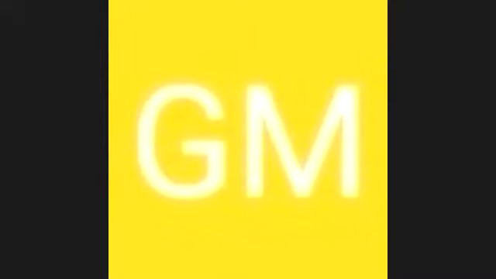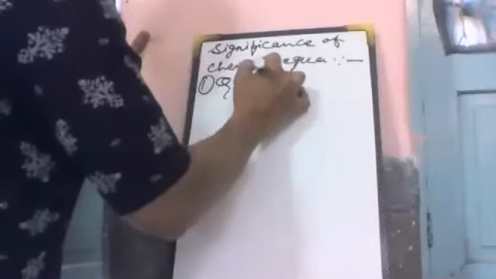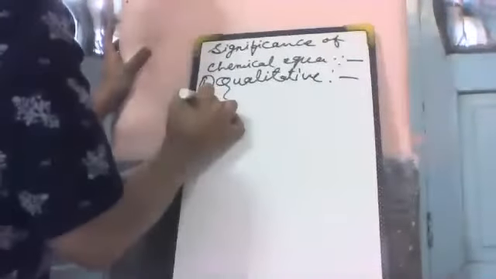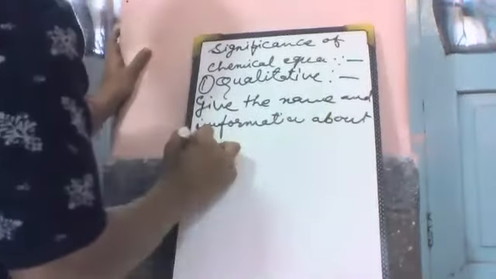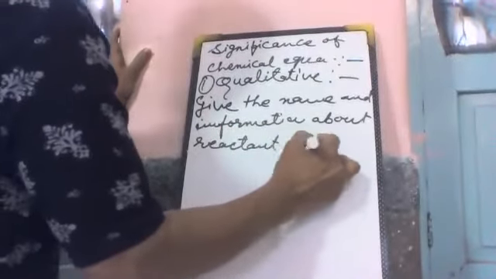There are two types of significance of chemical reactions: qualitative and quantitative. First, qualitative significance represents the names of reactant and product. They give the name of reactant and product, and give the information about reactant and product.